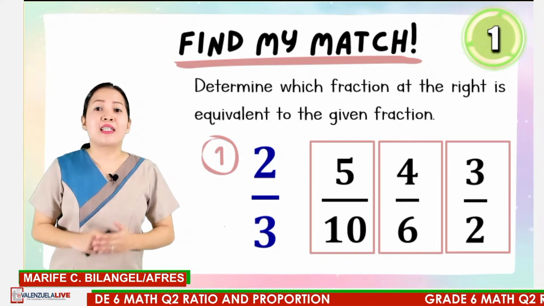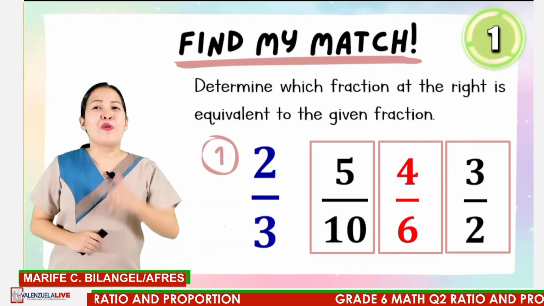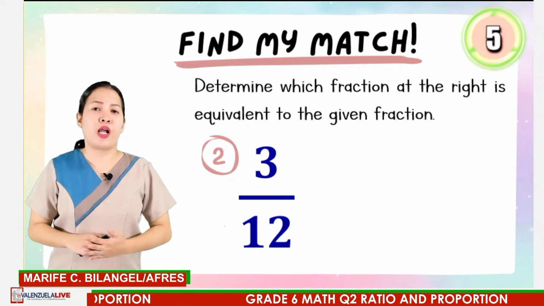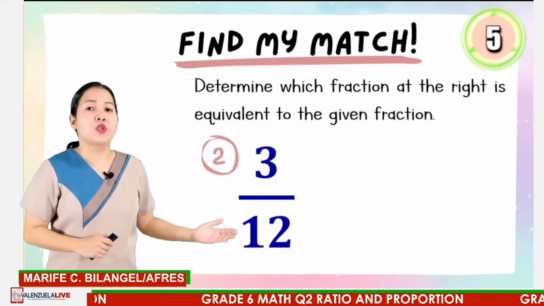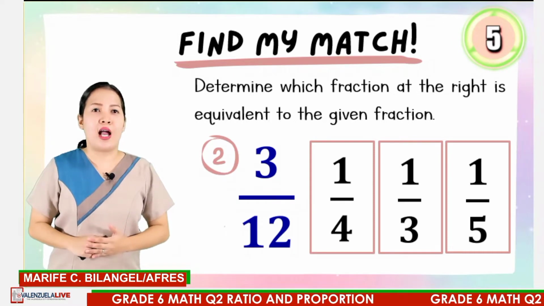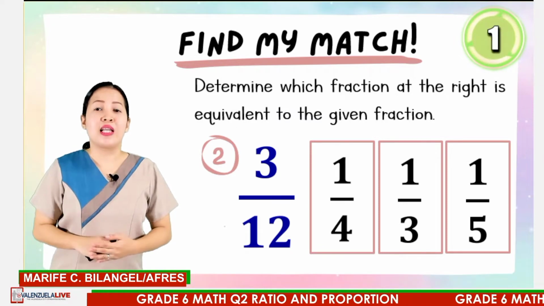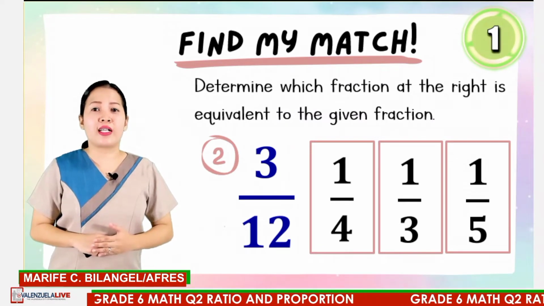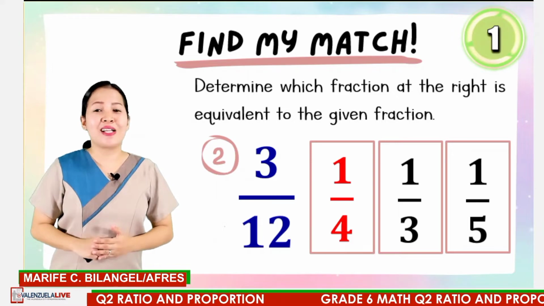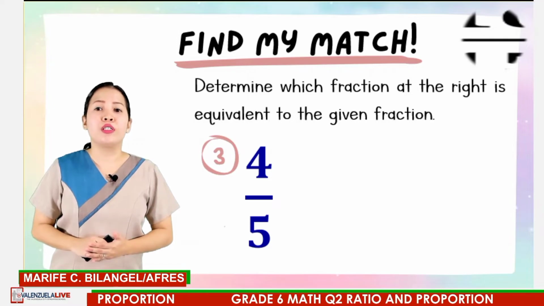Time's up. Let us see the answer. If your answer is 4/6, well done. You got it right. Now, let's have our second fraction. We have 3/12. Find its match, and your 5 seconds starts now. Time's up. Let's see if you get the correct answer. 3/12 is equal to 1/4. Did you get the same answer? Good job.